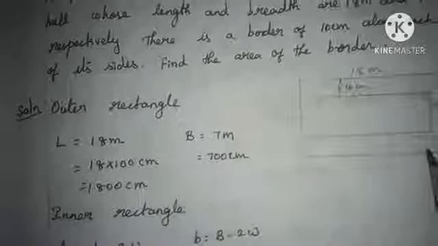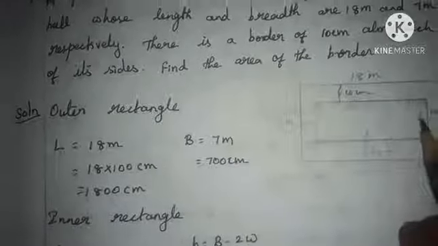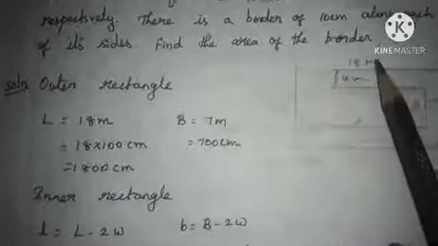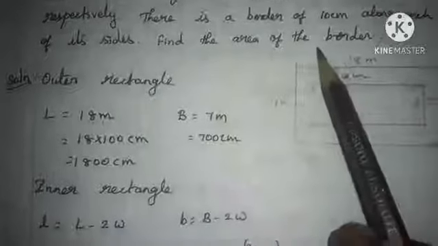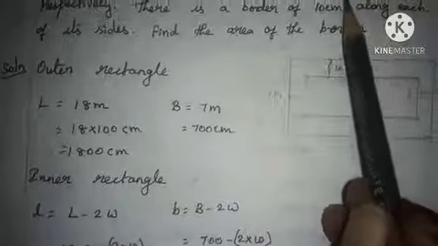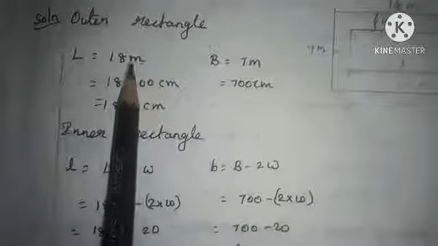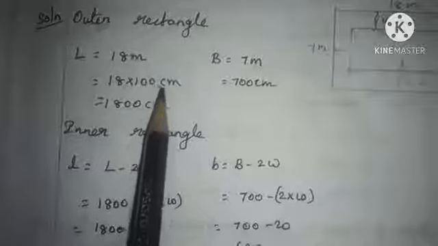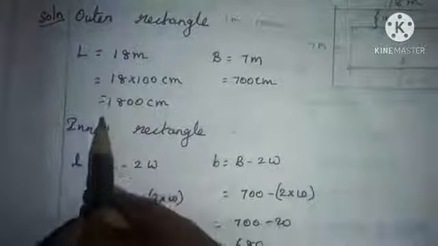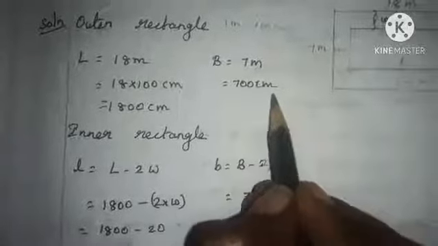To find the area of this border, we have to know the length and breadth of this inner rectangle, that is small l and small b. Now another thing they had given is, for the outer rectangle they had given the units in meter, but for the border they had given the unit as centimeter. So we are going to change this into the same unit, centimeter. That is capital L, outer rectangle, capital L equal to 18 meter. This can be converted into centimeter by multiplying by 100. We know that 1 meter equal to 100 centimeter. Therefore, 18 meter can be written as 1800 centimeter. Same way for the breadth, 7 meter can be written as 700 centimeter.